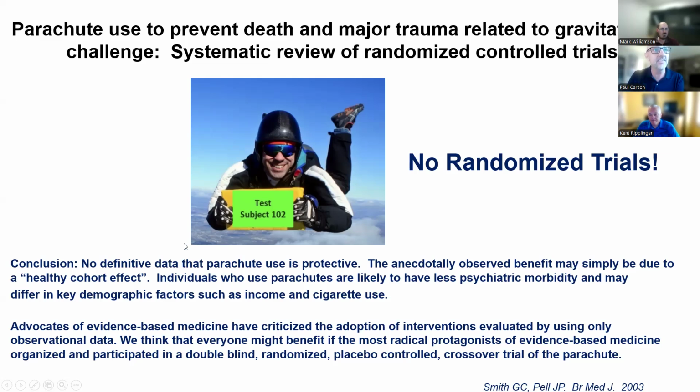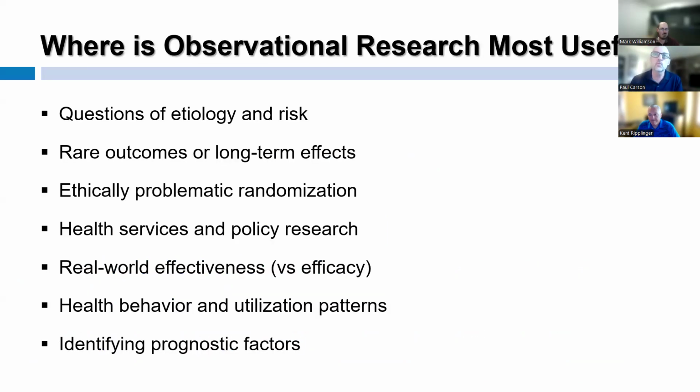And then they advocate at the end, for those big evidence-based medicine proponents, a randomized controlled trial of these proponents, with a crossover at the end, to parachute use versus non-parachute use. You get the idea. But there really are a number of things where the randomized trial isn't going to be able to help us. Questions of etiology and risk. Rare outcomes or long-term effects sometimes can be very difficult to do in a randomized trial. Ethically problematic randomization. A lot of our health services and policy research is not very amenable to randomized trials.